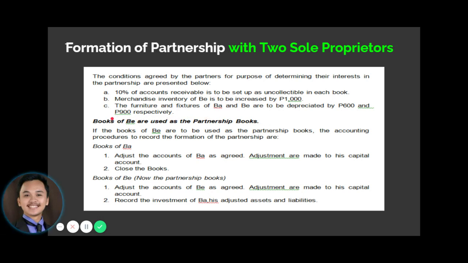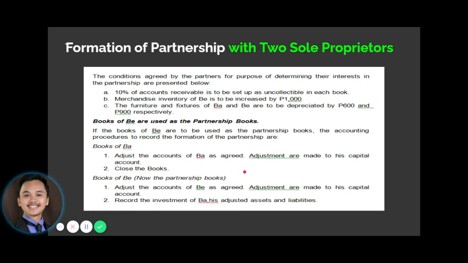Una, example, books of Be are used as the partnership books. So since kay Be man ang gamiton, i-close na ang kay Ba. Okay? So, if the books of Be are to be used as partnership books, the accounting procedures to record the formation of the partnership are first, kay Be man natong gamiton, so i-close na ang kay Ba. Pero before na i-close, atong i-adjust. Adjust the accounts of Ba using these provisions. Adjust the accounts of Ba as agreed. Adjustments are made to his capital account and then close the books of Ba.